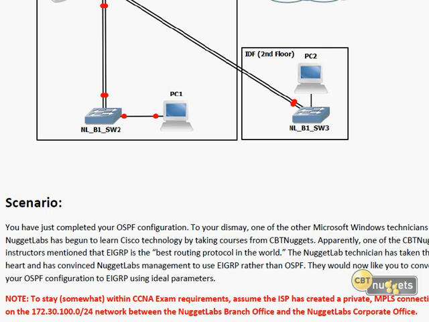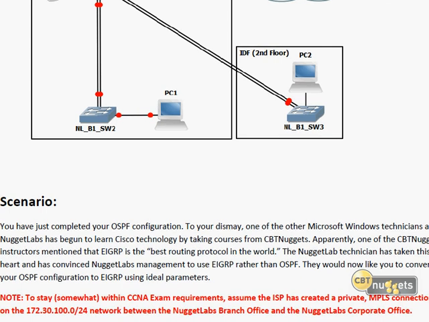A wise move. Apparently, one of the CBT Nuggets instructors mentioned that EIGRP is the best routing protocol in the world. Nugget Lab technician has taken this to heart and convinced Nugget Labs management to use EIGRP rather than OSPF. They would now like you to convert your OSPF configuration to EIGRP using the ideal parameters. Jeez, thanks a lot, CBT Nuggets instructor.